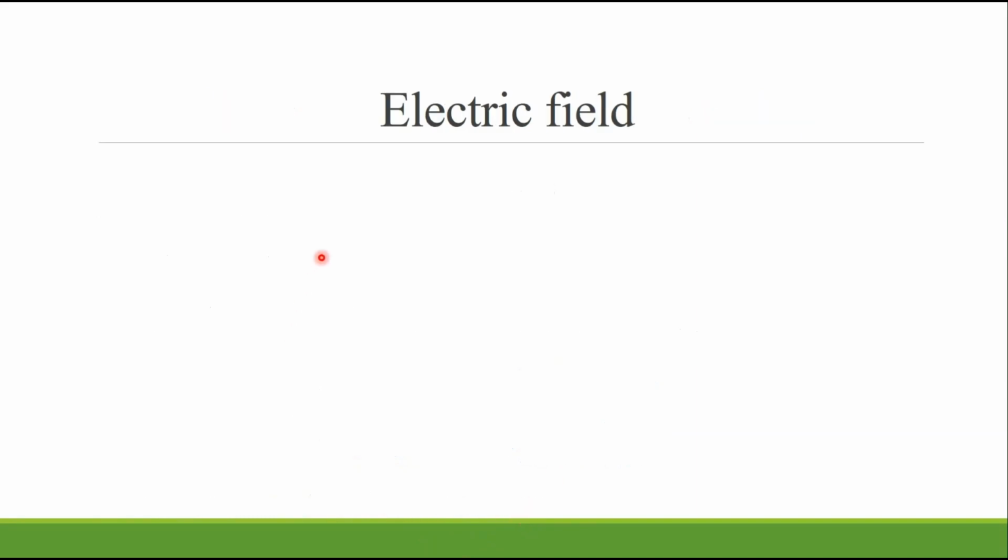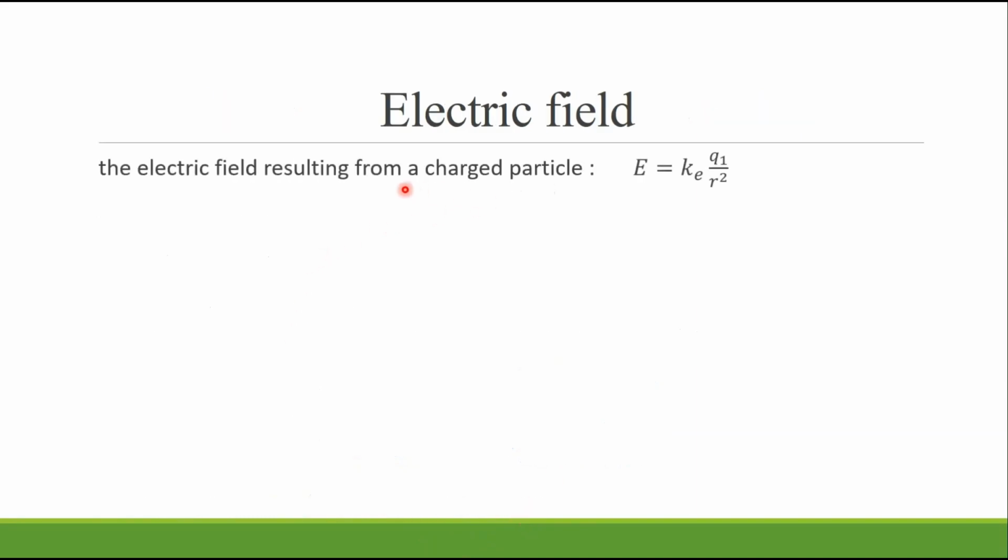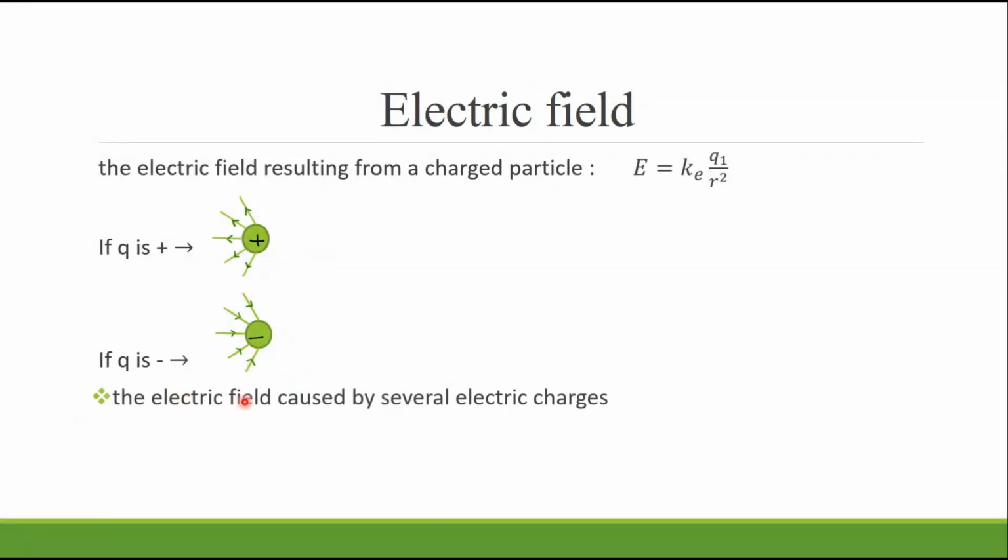We saw that the electric field resulting from a charged particle is as follows. Also, if Q is positive, the direction of electric field is directly away from it. And if Q is negative, it is directly toward it. According to the principle of superposition in electric fields, the electric field caused by several electric charges in space is equal to the sum of the fields that each of the electric charges create in the absence of other charges.